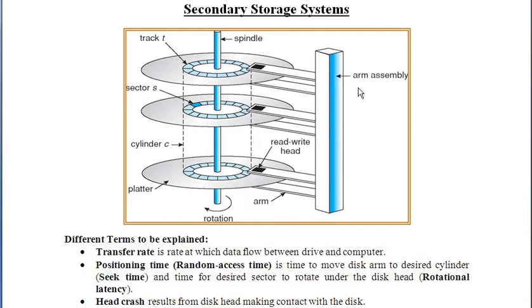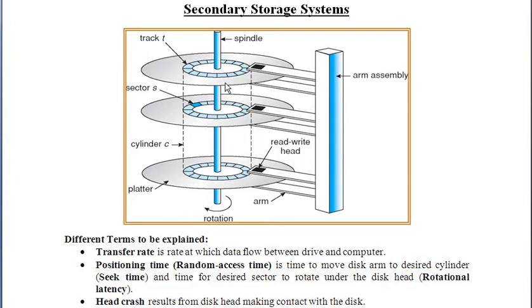And all these storage devices are cheaper than the main memory or primary storage device, and they can store a huge amount of information compared to the main memory or primary memory. Okay, let us concentrate on this particular diagram. So this diagram will help us to understand different components of the secondary storage devices.